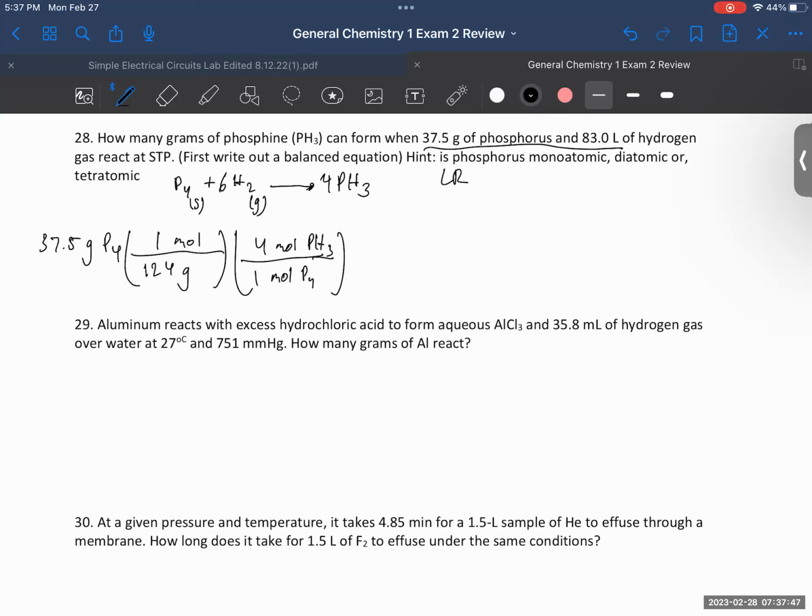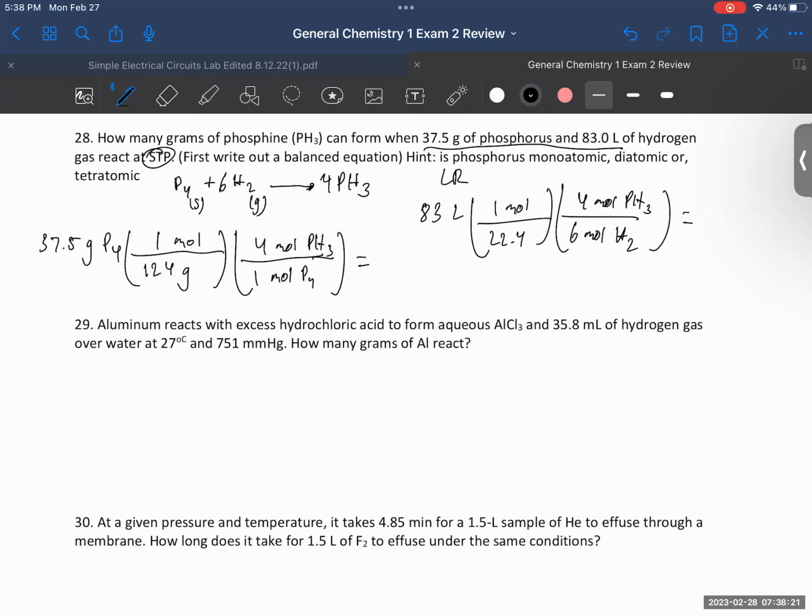So wait, but it gives us liters though. How do we get from liters to moles? And it's at STP. Exactly. So we'll do 83 liters and then 22.4 liters to 1 mole. And then we have our moles of hydrogen from there. Then we'll go ahead and use our mole ratio again. So for every 6 moles of hydrogen, there are 4 moles of PH3.